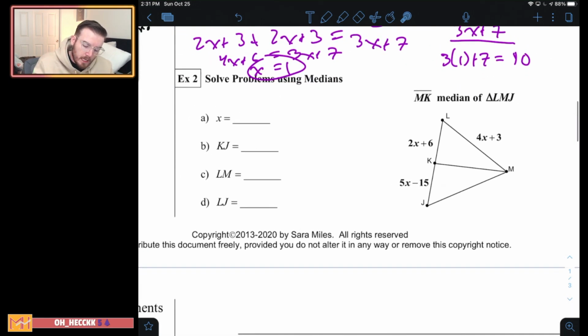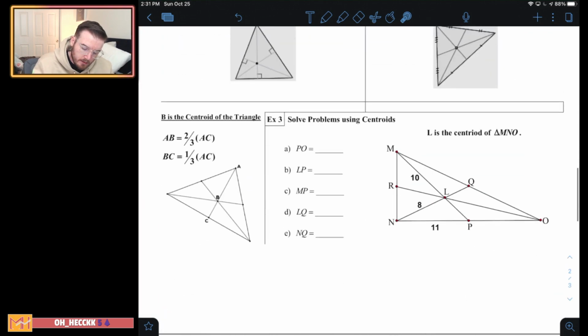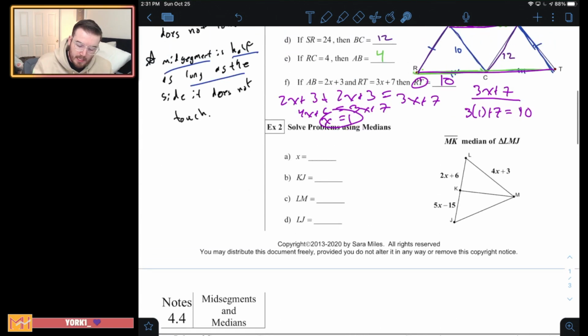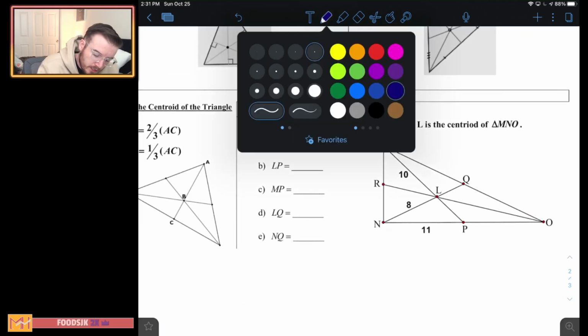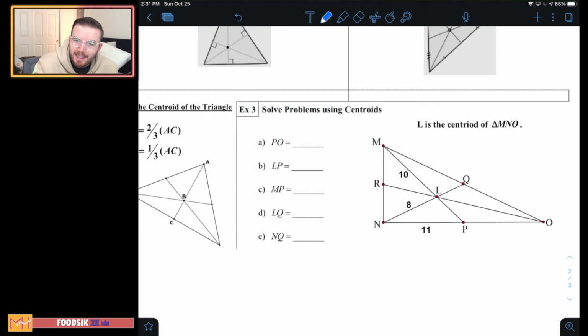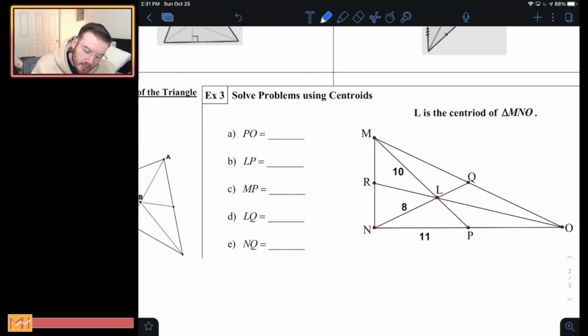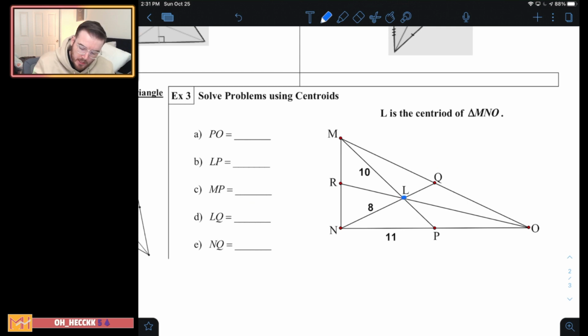So let's take a look at this example. I'll go back up to example 2, but I want to look at example 3 first, okay? So I want to jump immediately into that. Taking a look at this picture, L is the centroid. And so here's all these medians that are intersecting one another. You have the short piece and the long piece. So this long piece is twice as big as the short.